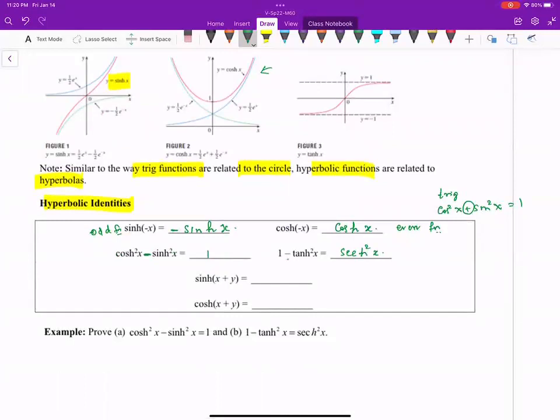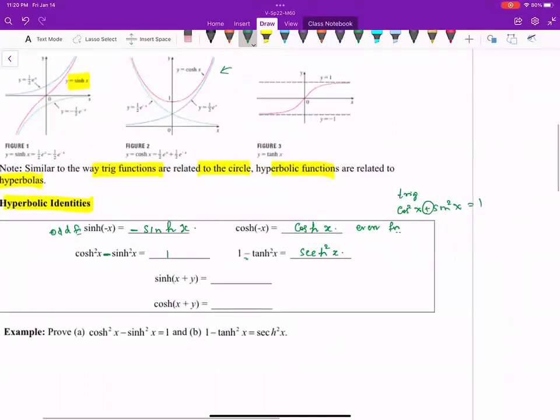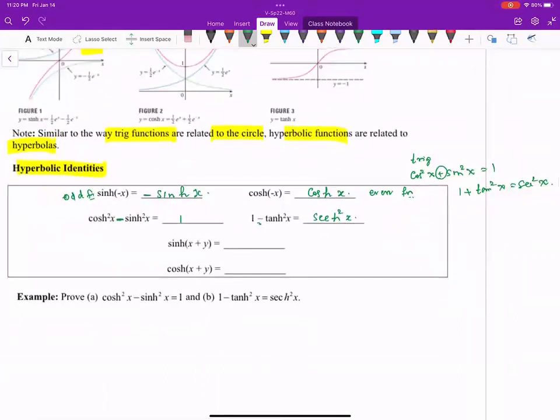1 minus tan hyperbolic square is secant hyperbolic square x. Earlier in trig, you have 1 plus tan square equal to secant square x. In hyperbolic, you have 1 minus. Then sine hyperbolic of x plus y is similar to the trig sine sum formula: sine hyperbolic x, cosine hyperbolic y, plus cosine hyperbolic x, sine hyperbolic y.